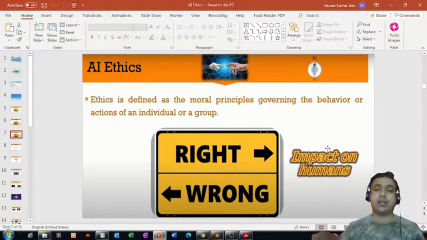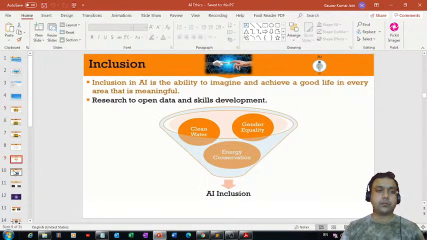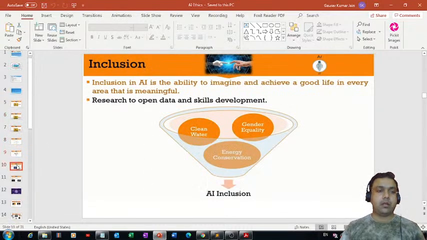Is it a negative impact, or were the human beings benefited by the predictions made by the machine and the outcomes given by the machine? Right. So if it is a positive change, then the machine is ethical. Otherwise, it is not ethical. We'll have to discard it. Then what else do we have?